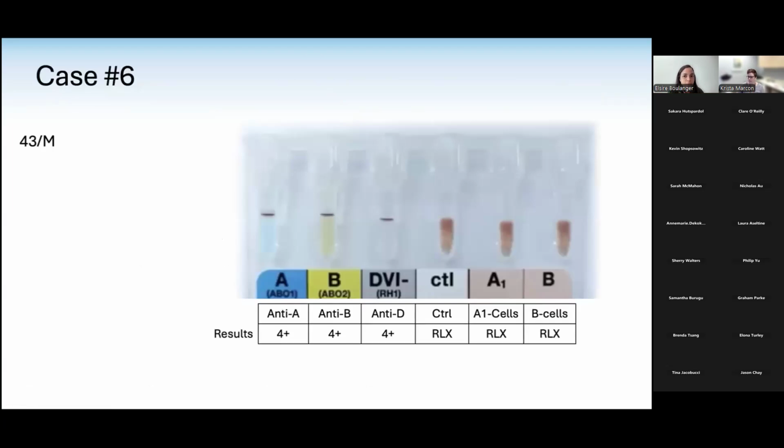This is another case where I'm having the contrary. I'm having, oh, there's a reaction with everything. So what is the blood type of the patient?